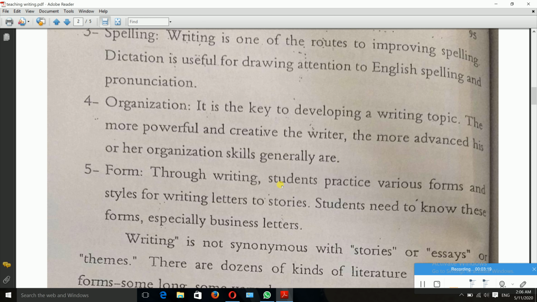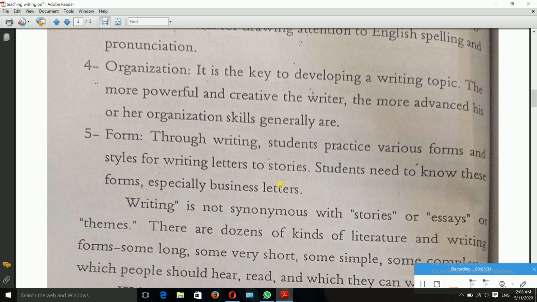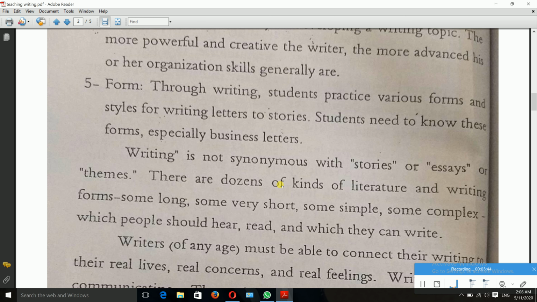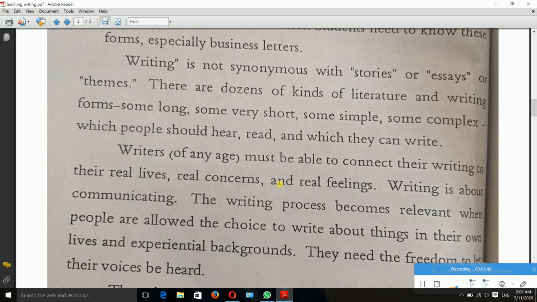Form. Through writing, students practice various forms and styles, from writing letters to stories. Students need to know these forms, especially business letters. Writing is not synonymous with stories or essays or themes. There are dozens of kinds of literature and writing forms, some long, some very short, some simple, some complex, which people should hear, read, and which they can write.